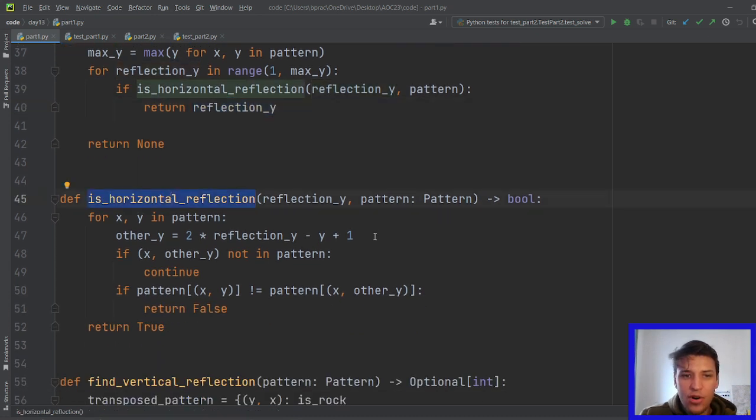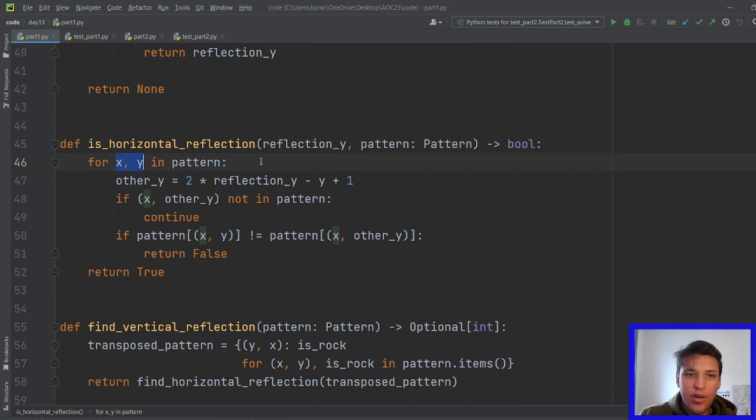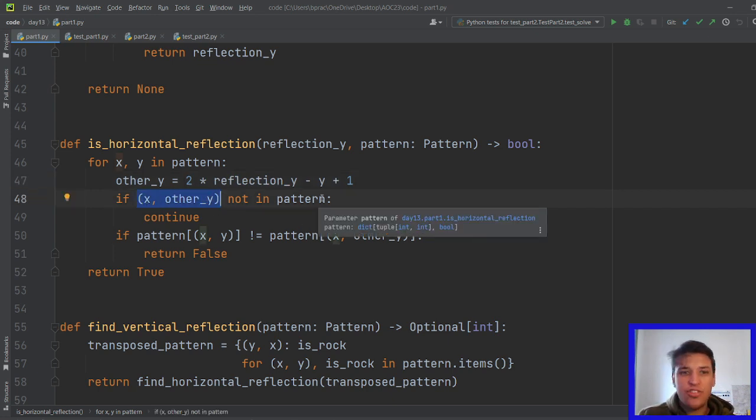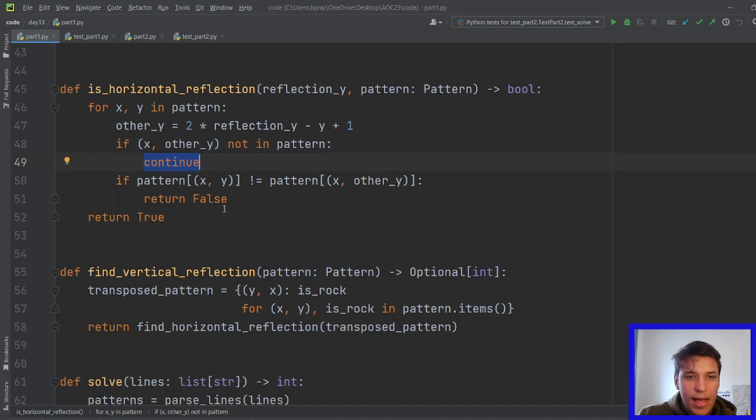Okay, how can we check if something is a horizontal reflection? So we just go through all the coordinates in the pattern, and then the other y-coordinate of the reflection will be given by this formula. So for example, if y is equal to the reflection y, then this would just give y plus 1 as a reflected y-coordinate. And then if this new position is not in the pattern, that's not a problem, we just continue, that is allowed. But however, if the pattern at these two positions is different, then that's a problem. That can't be the case if it's a valid reflection. So in this case, we return false.